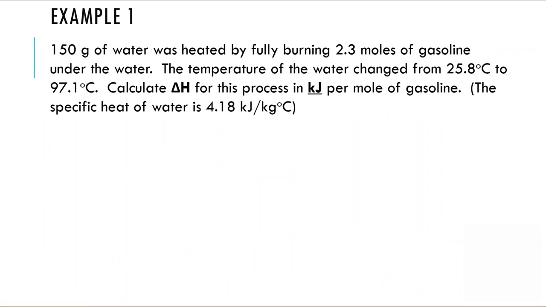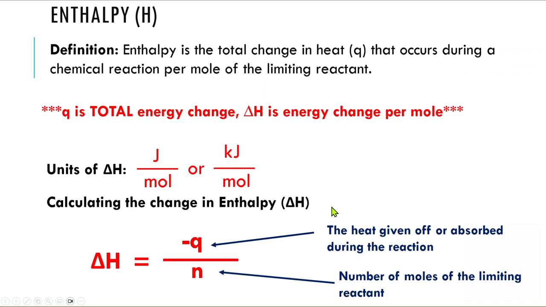It says 150 grams of water was heated by fully burning 2.3 moles of gasoline. If we fully burned it, that means the gasoline was limiting. The temperature of the water changed from 25.8 to 97.1. Calculate delta H in kilojoules per mole of gasoline. And of course, the specific heat of water is 4.18. So to get delta H, we need Q and N.